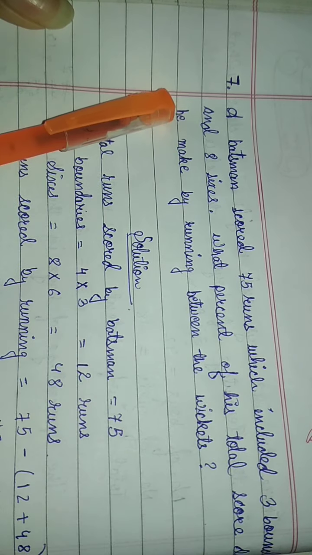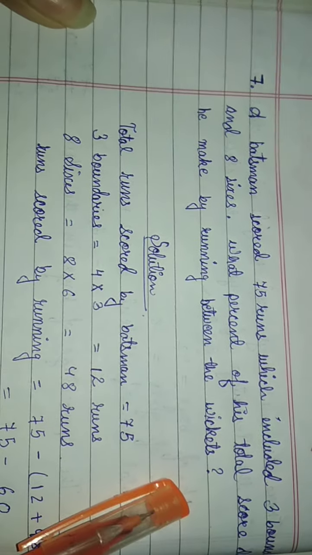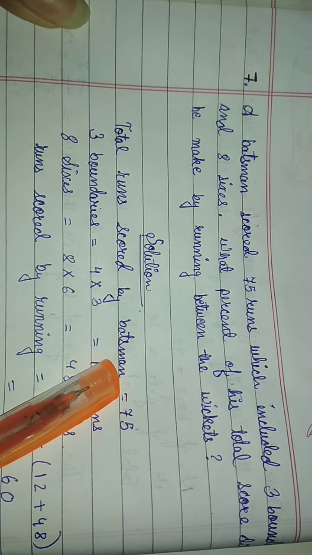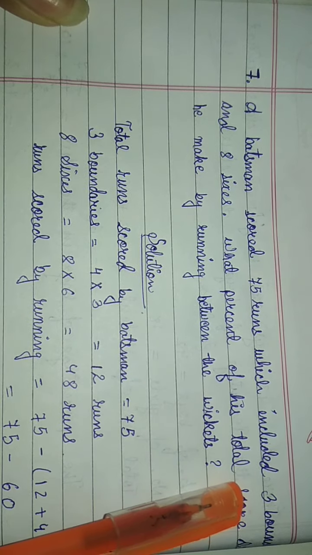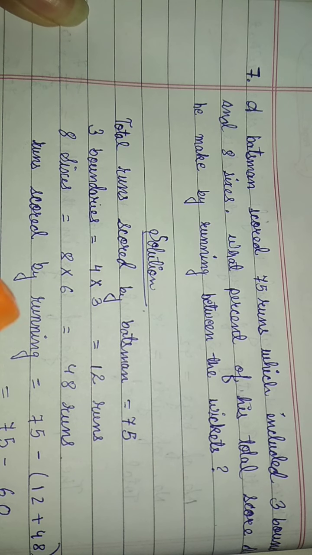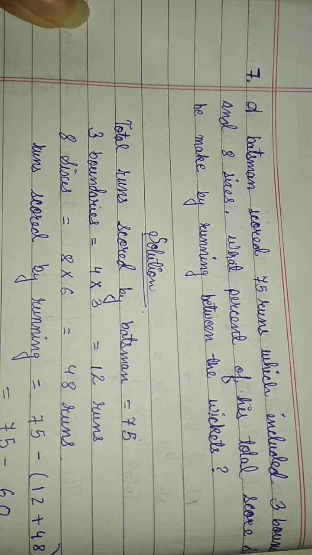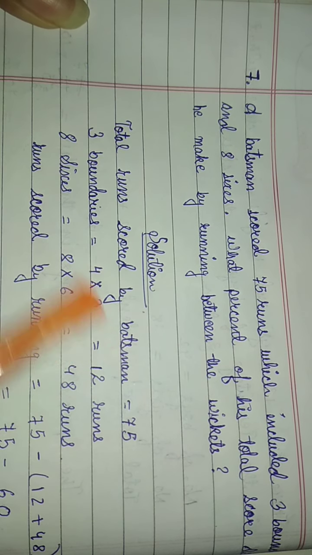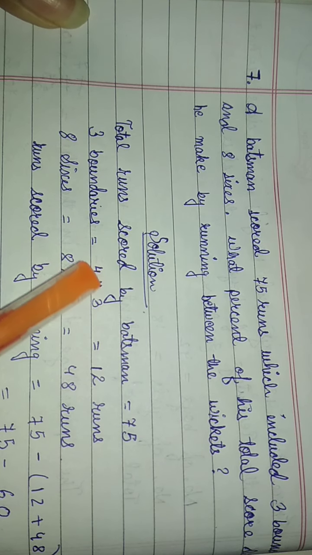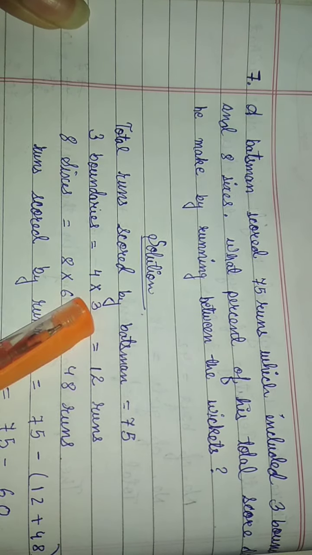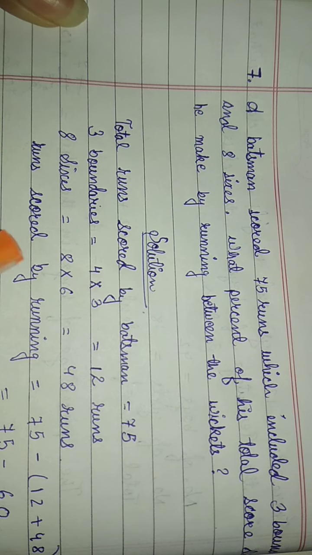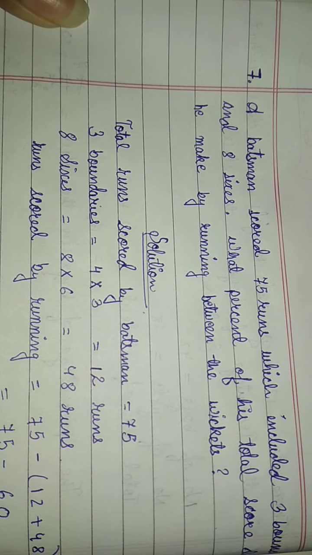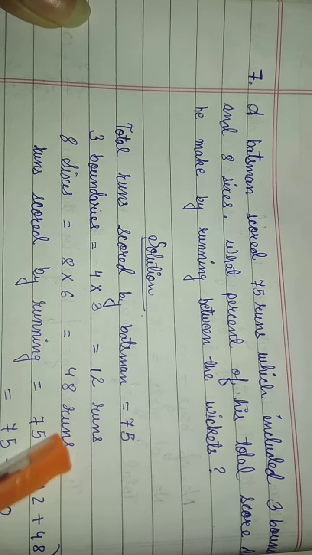What percent of his total score did he make by running between the wickets? So see here, the batsman scored a total of 75 runs, and 3 boundaries means those which touch the boundary, that is 4 runs each. So 4 into 3, because 3 boundaries are there, and how many runs in one boundary? That will be 4. So 4 into 3 will be 12 runs. Okay, then 8 sixes. Sixes means our batsman scored 8 sixes. So 8 into 6 will be 48.